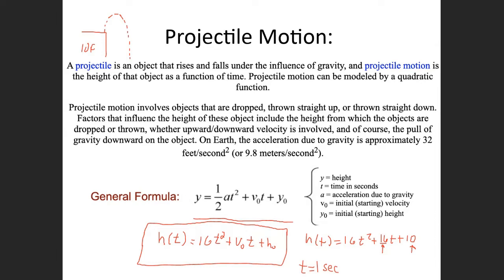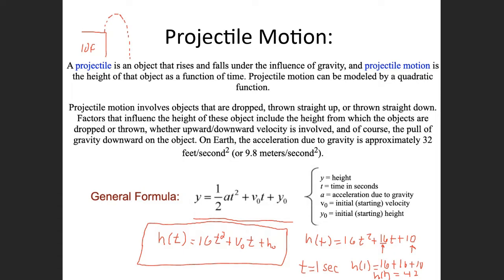So in this problem, I know that the initial velocity is 16, the initial height is 10. Where would this object be 1 second after it is thrown or whatever? I didn't say whether it was thrown or kicked or whatever. So you would just put 1 in for t. So this would be h of 1, which is 16 times 1 squared, which is 1, plus 16 times 1, which is 16, plus 10. So at 1 second, this ball would be 42 feet up in the air, because 16 plus 16 is 32, plus 10 is 42.